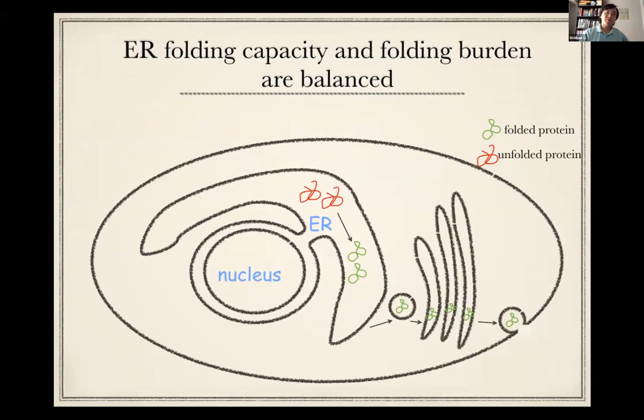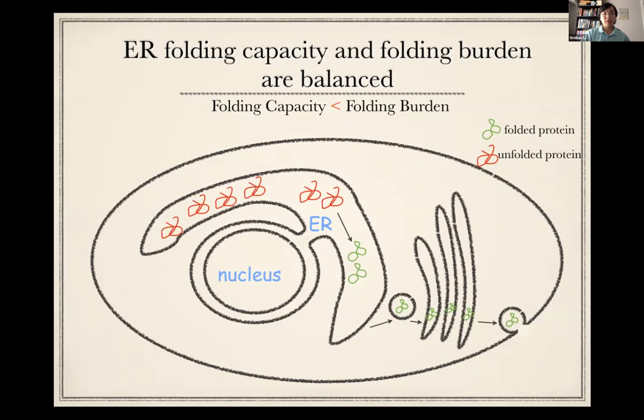Within the ER, there's a balance between the ER folding capacity and ER folding burden. Namely, there has to be enough ER chaperone to fold these unfolded proteins. However, this balance may be disrupted under certain circumstances, causing accumulation of unfolded proteins in the ER, which is cytotoxic. But fortunately, cells evolved a collective of signaling pathways termed the unfolded protein response, which can alleviate the ER stress and restore the ER protein folding homeostasis.